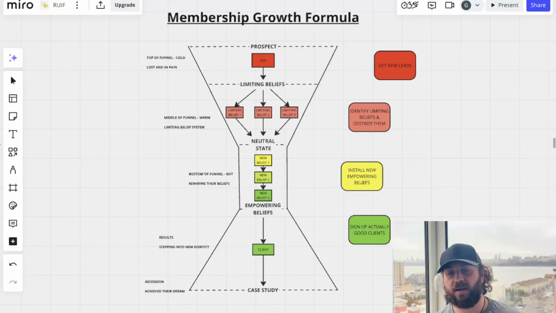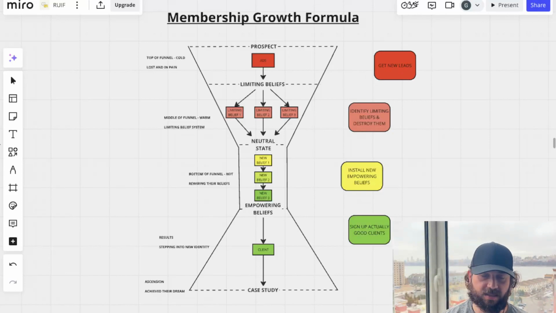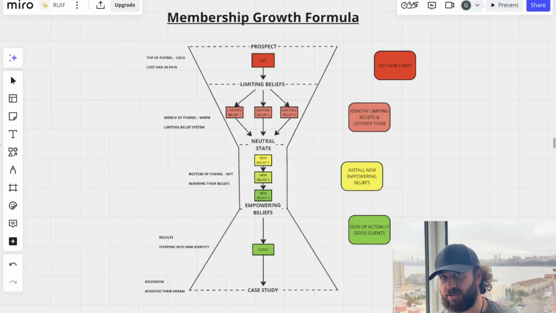And the more that we can identify their limiting beliefs and absolutely destroy them on the call, the easier it is for them to be more on our side and understanding, well, maybe this is the right program for me. Maybe this is the right place for me. And in the next lesson, I'm going to really dive deep into how to ask those questions to get a much more qualified answer, so that you can take those leads and have them become members without even trying the program.